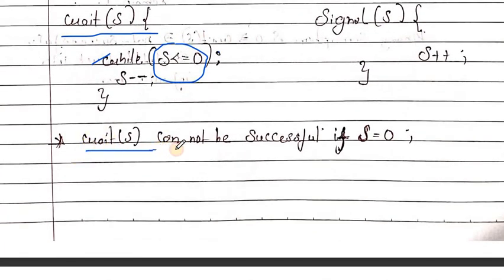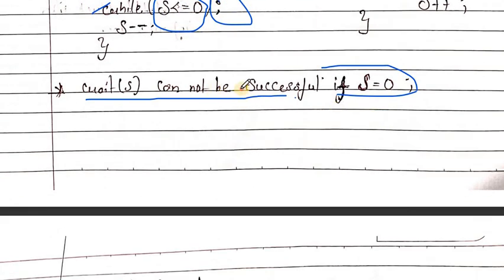Here, wait cannot complete successfully if s is equal to 0. If s is equal to 0, then it is stuck in the while loop, so it cannot succeed.